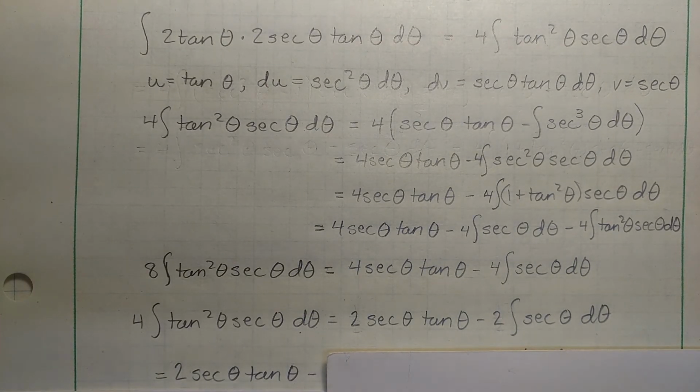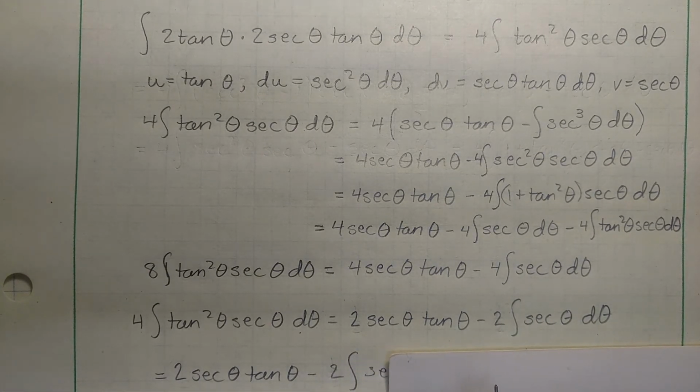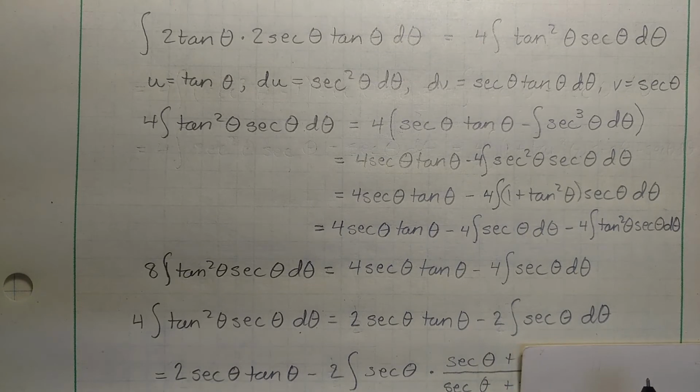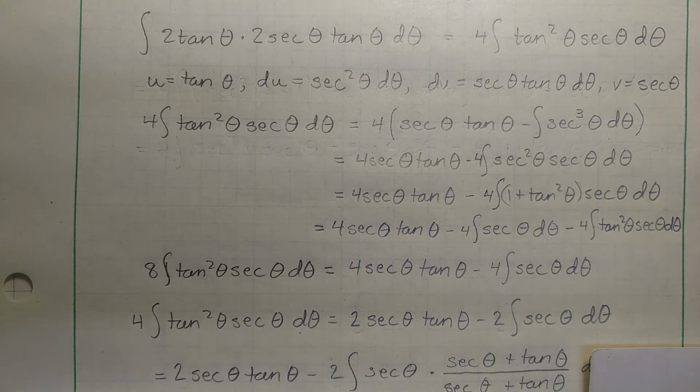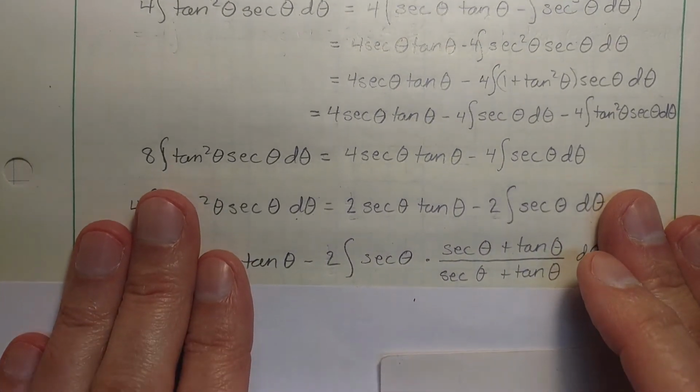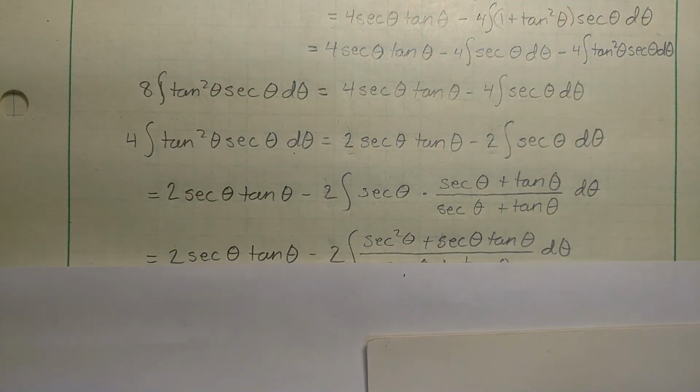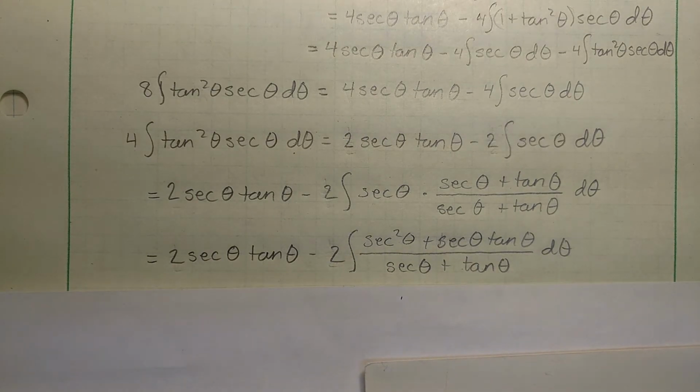So this is equal to, just rewriting this, minus 2 times the integral. And that secant theta, I'm going to multiply by secant theta plus tangent theta over secant theta plus tangent theta. Notice that's just multiplying by 1, so I'm okay. Distributing this through in the numerator, I get secant squared theta plus secant theta tangent theta in my numerator, and my denominator is just secant theta plus tangent theta.